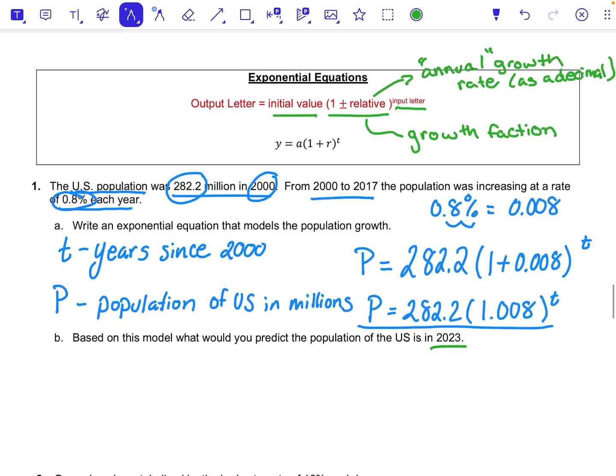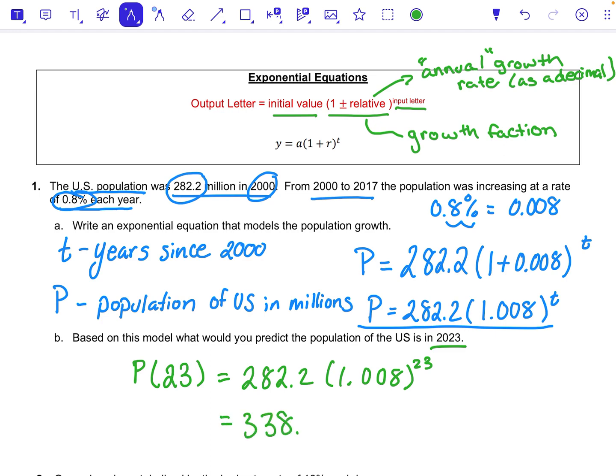This is where the model becomes really nice to have. So I'm going to say, I want to find my population 23 years past the year 2000. And all I need to do is plug 23 in for T. And I'm going to put this whole thing in my calculator. And when I do, I get out 338.96 million people. And ta-da! I wrote an equation to represent my situation and then used my equation to help me answer a question.